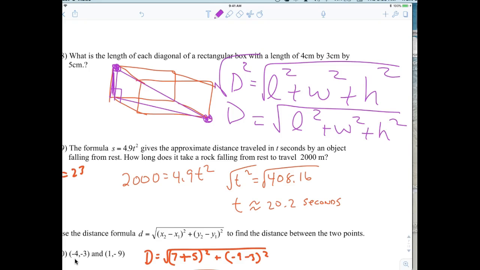Now, generally, they don't give you that on a standardized test. They want you to figure that out on your own. But I would like for you to remember that the diagonal is the square root of L squared plus W squared plus H squared.